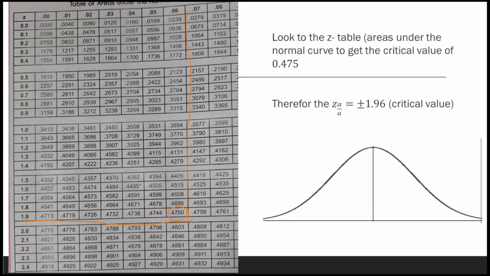So, let's say nandito yung ating negative 1.96. So, negative 1.96 and this is the positive 1.96. And then, the rejection region is nandito. So, kapag nag-fall dito yung test value natin, i-reject natin. Pero pag wala dito yung ating test value, i-accept natin yung null hypothesis. So, now, let's get the test value. Compute the test value.